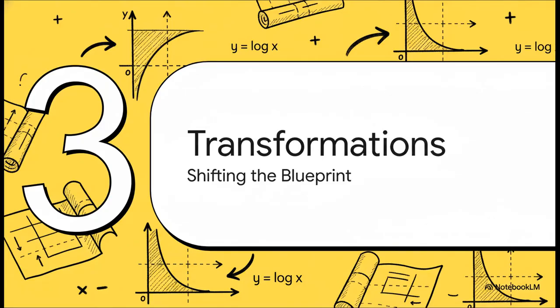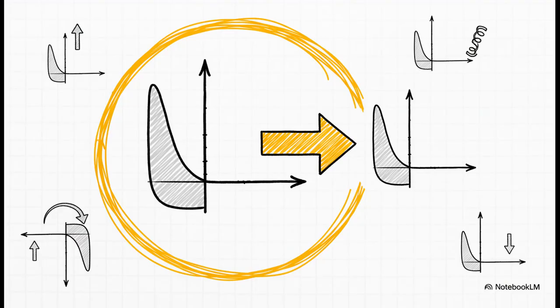Okay, so we've got the blueprint down. Now for the fun part. Let's start moving it around. Because honestly, most of the log functions you'll see are just shifted or stretched versions of this parent graph we just built. Now, you can do a bunch of things to this graph. You can shift it up or down, you can stretch it, you can flip it over, but the single most important change is the horizontal shift.